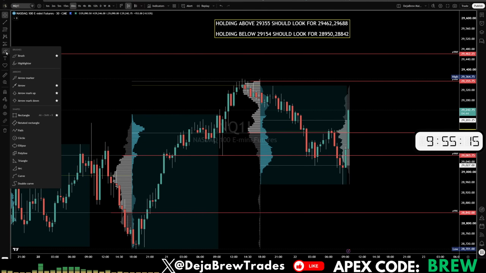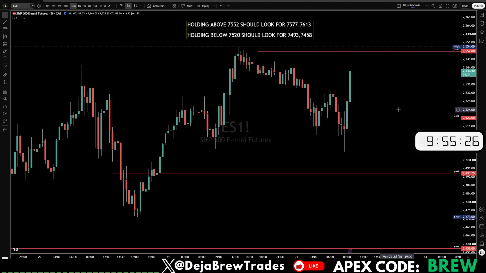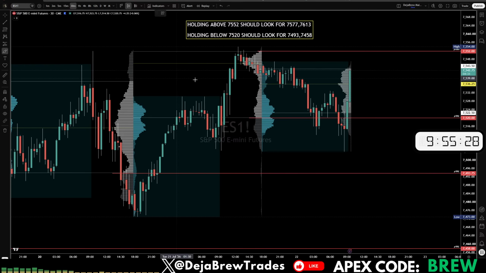Okay, so this is what we talked about in our trade plan with the bullish scenario. If you can hold that value low, you are trying to rotate back into that value high. So keep an eye on that. ES is nearly there. You're hitting that POC.